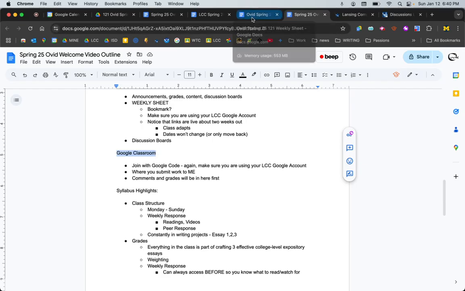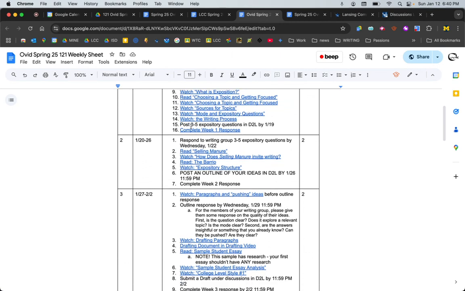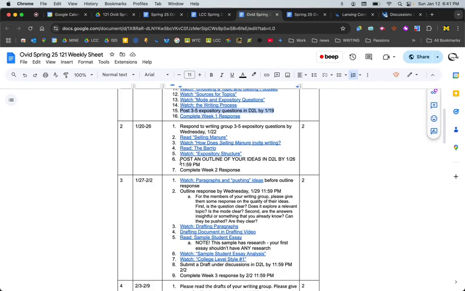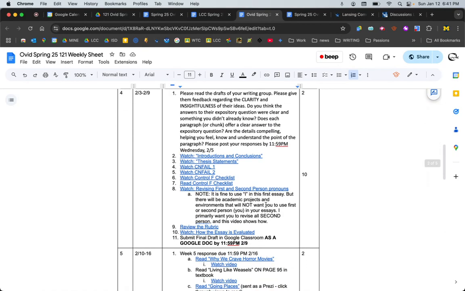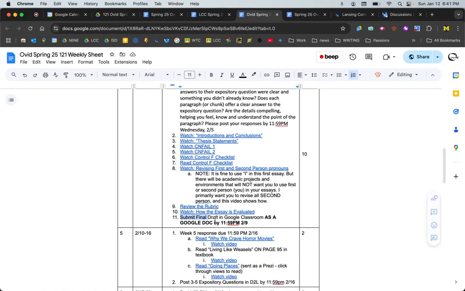And this is clear on the weekly sheet. For instance, your first assignment is to post 3 to 5 expository questions in D2L by 1/19. So you go to D2L and look in the discussion boards, post an outline, that'll be on the discussion boards, submit a draft in D2L, that'll be on the discussion boards, but then submit a final draft in Google Classroom as a Google Doc.